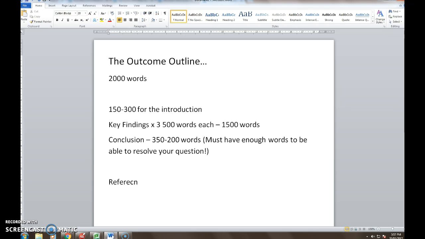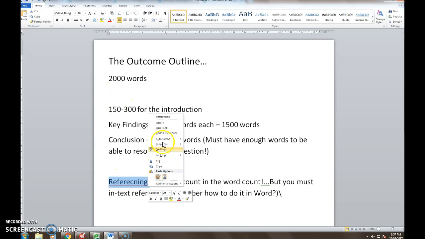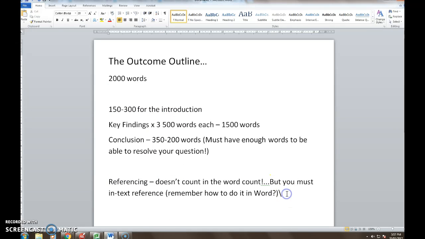Referencing. You will be pleased to know that it doesn't count in the word count, but you must in-text reference. Remember how we did it in Word. If you can't, ask and I will give you a quick reminder. I'd also recommend that you spell check and proofread your work.